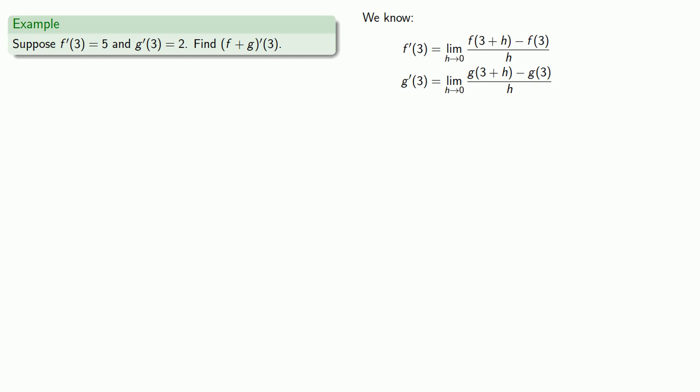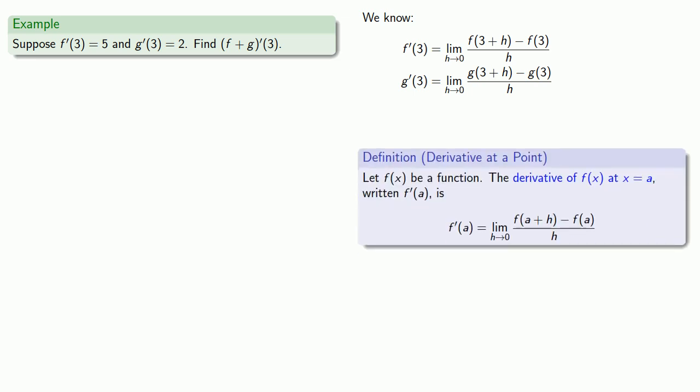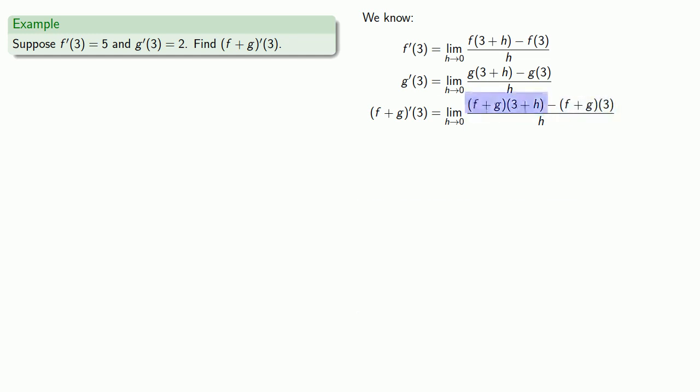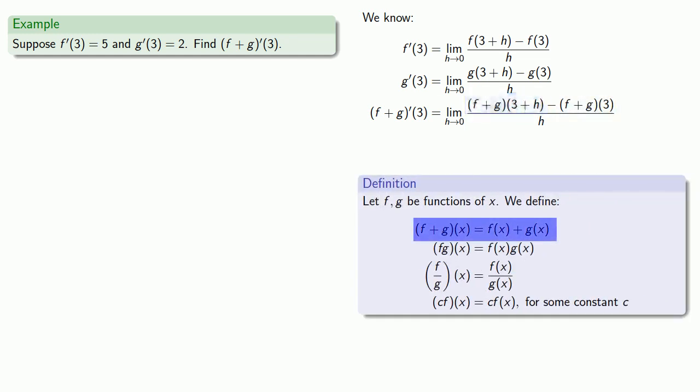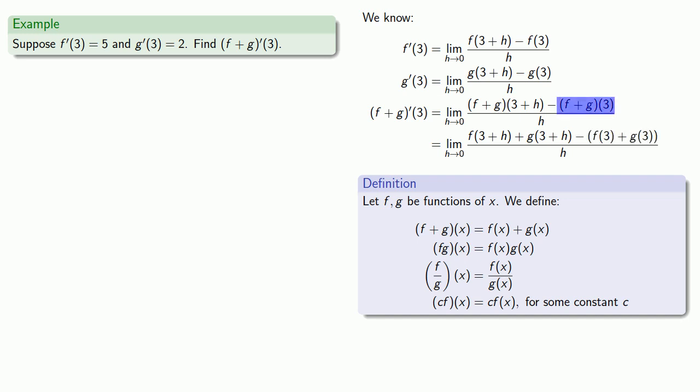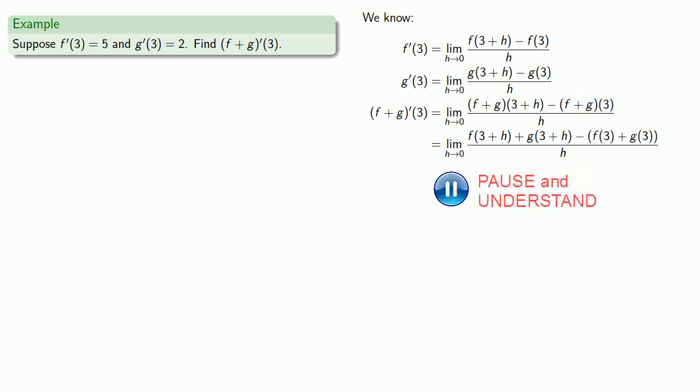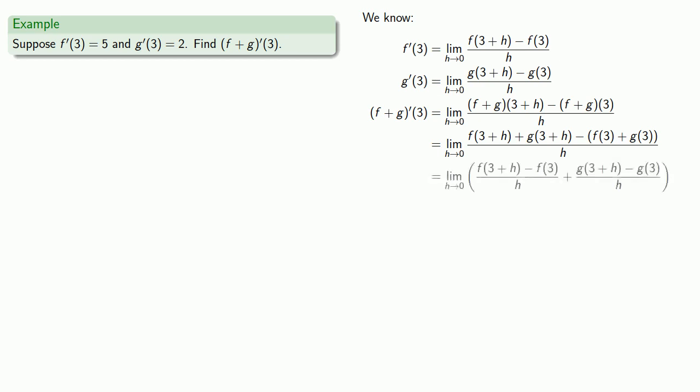Next, what we want is to find the derivative of f plus g evaluated at 3. And so, bringing back our definition, we want to evaluate f plus g of 3 plus h and f plus g of 3. But again, f plus g of 3 plus h is our notation for f of 3 plus h plus g of 3 plus h. And likewise, f plus g of 3 is our notation for f of 3 plus g of 3. Now I can rearrange these terms a little bit so that I have all of the f terms in one fraction and all of the g terms in the other.